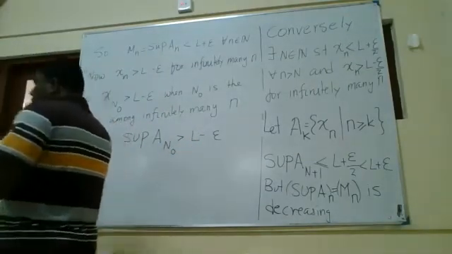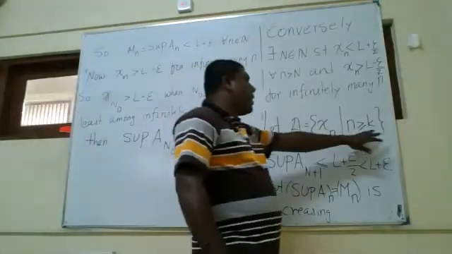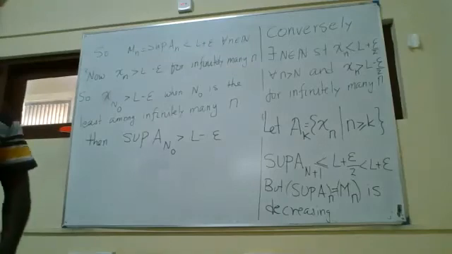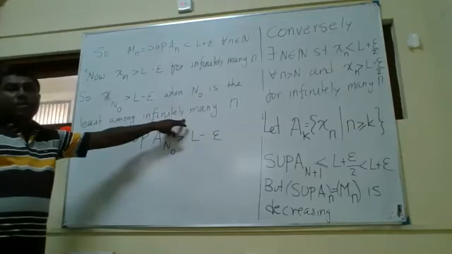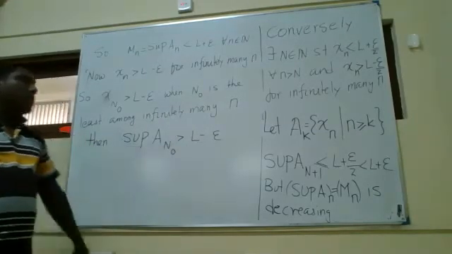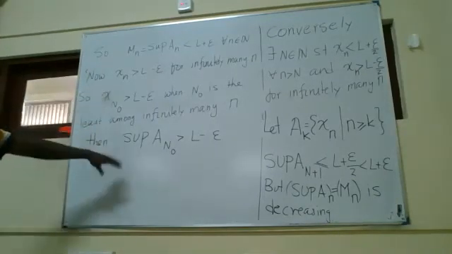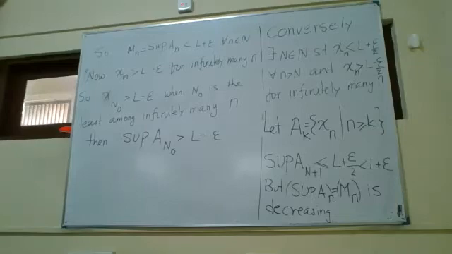So for this set A_(n naught), which is the set of all x_n such that n is greater than or equal to n naught, remember you take n naught as the least possible number which you pick from the infinitely many n's. In that case, the supremum of that set is obviously greater than L minus epsilon, because all the elements in this set are greater than L minus epsilon. So the supremum is obviously greater than that.